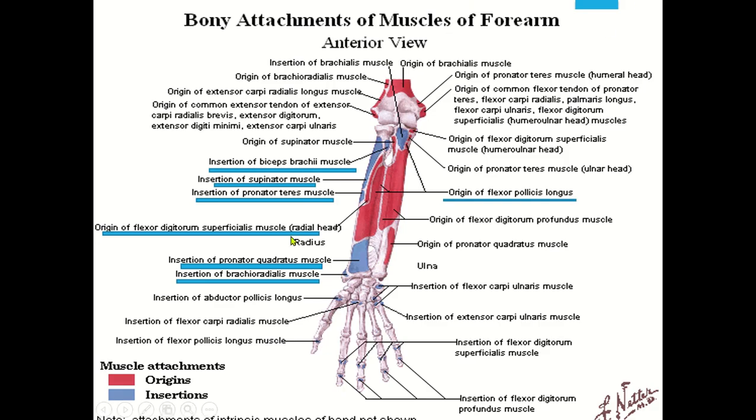So here we can see the insertion of biceps brachii muscle here, insertion of supinator muscle here, and insertion of pronator teres, and origin of the flexor digitorum superficialis. Here insertion of the pronator quadratus muscle on radius is present here, and insertion of brachioradialis muscle is present here.